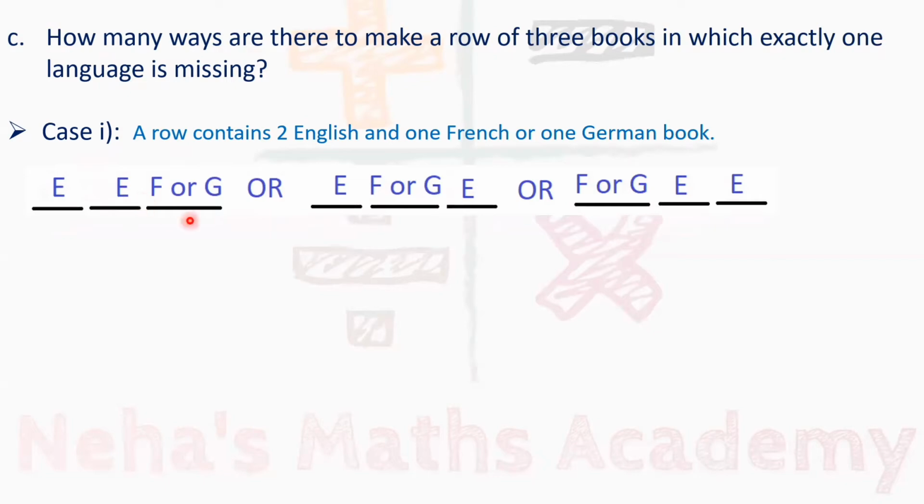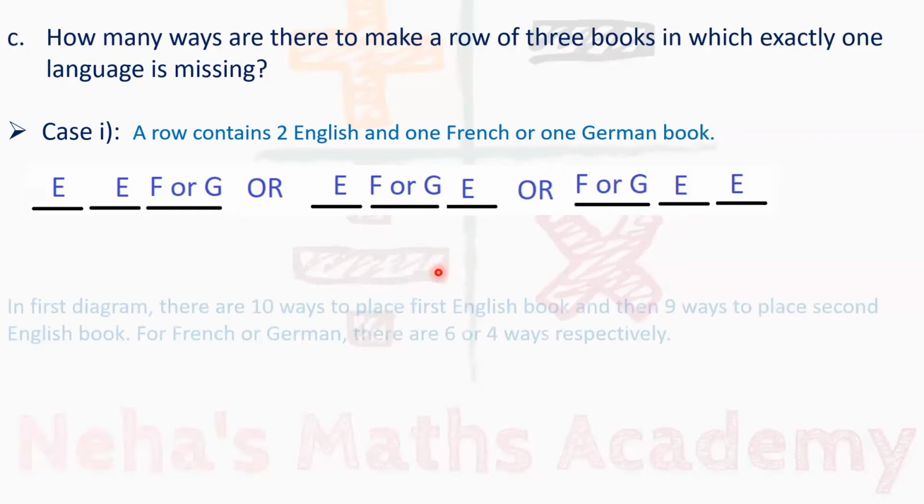In the first diagram, in the first 2 places, there will be 2 English books, and in the third place, either a French or German book. In the second diagram, English books are in the first and third place, and in the middle place, a French or German book. And in the last diagram, 2 English books are in the second and third place, and in the first place, there is a French or German book.